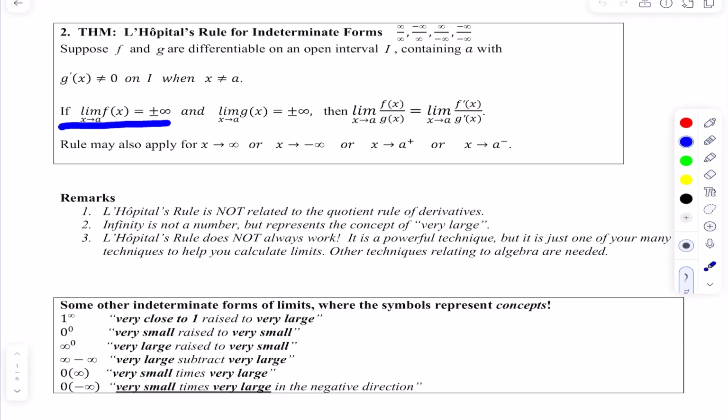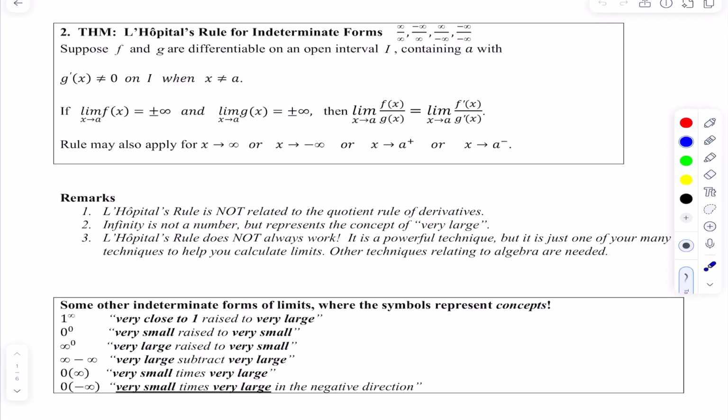Once again, L'Hopital's rule says, if you check the form of the fraction, and the numerator is approaching infinity, and the denominator is approaching infinity, then L'Hopital's rule says you can now analyze the limit by taking the derivative of the numerator over the derivative of the denominator, and then try to take its limit. Once again, the rule applies for infinities, or as x approaches a from the right or from the left.